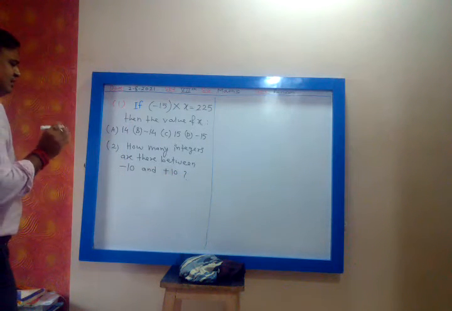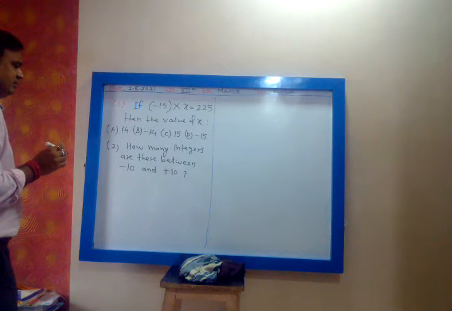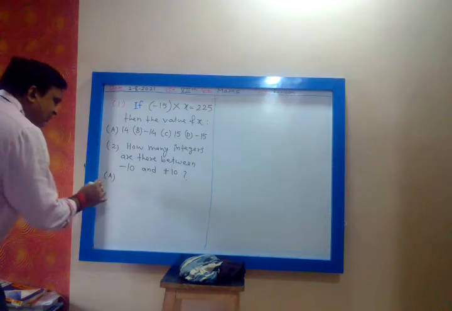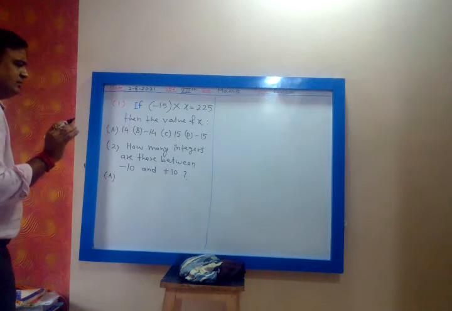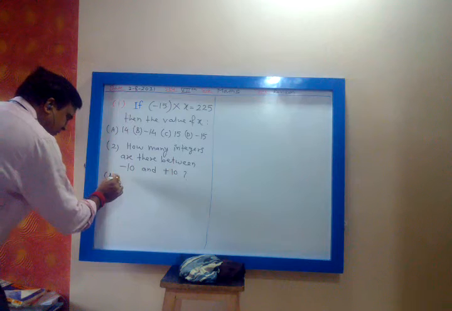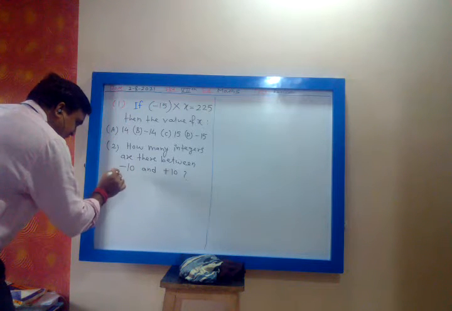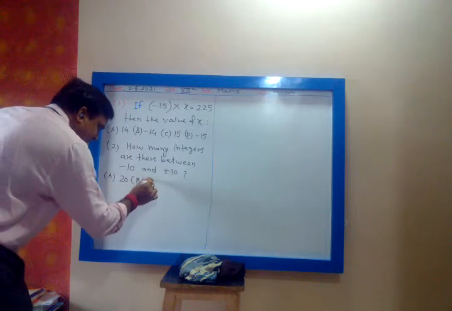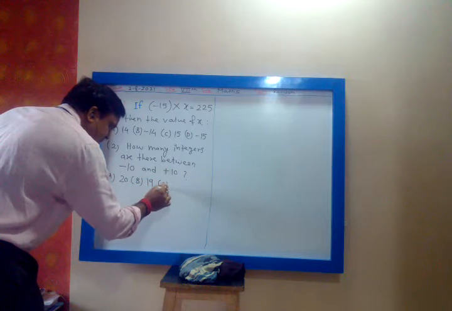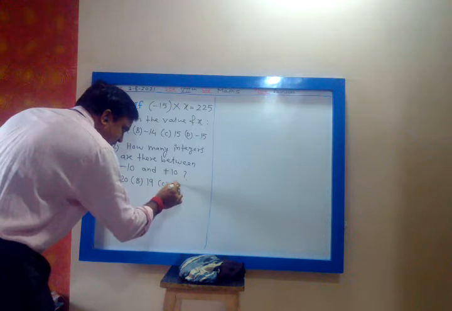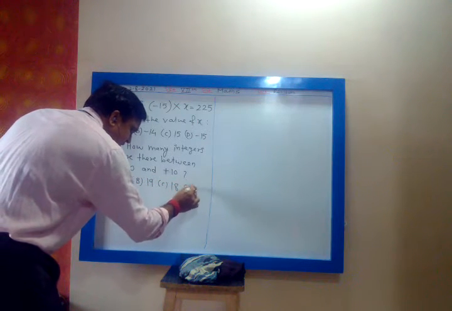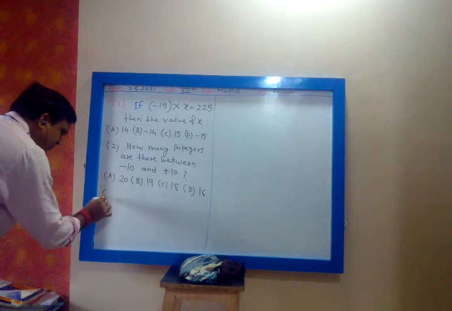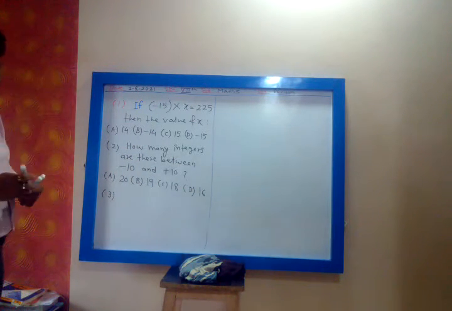Wait my dear, I have not asked for the answer yet. The options are: A, 20; B, 19; C, 18; D, 16. You do not have to tell me the answer, my dear. You have to solve this.